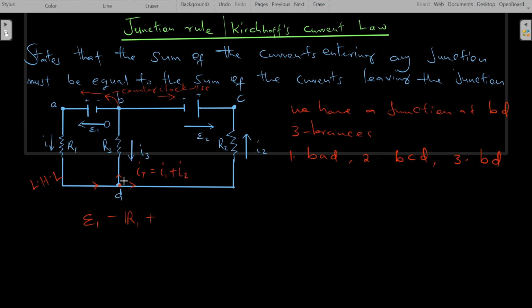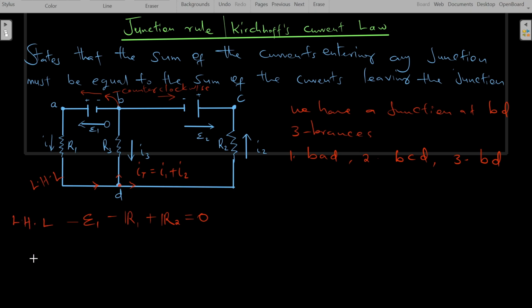At this point, there's some current moving through R3, but in the opposite direction, so it should be positive IR, so positive IR2. So all these complete traversals on the potential energy should equal 0. Remember, we are moving from B to B. So this is for the left hand loop.